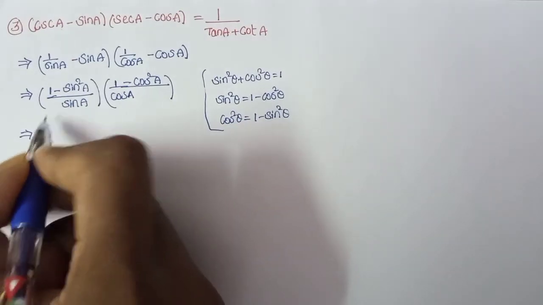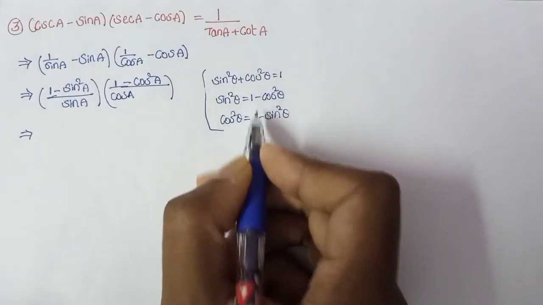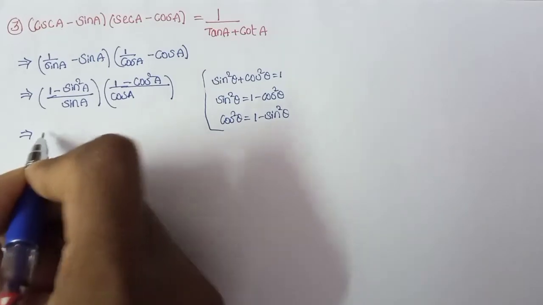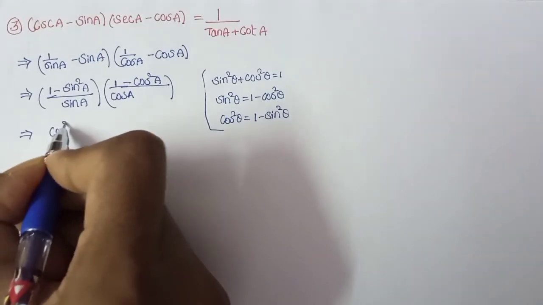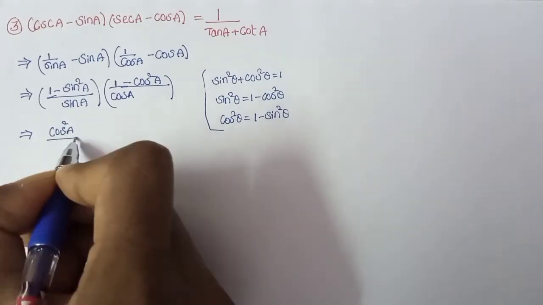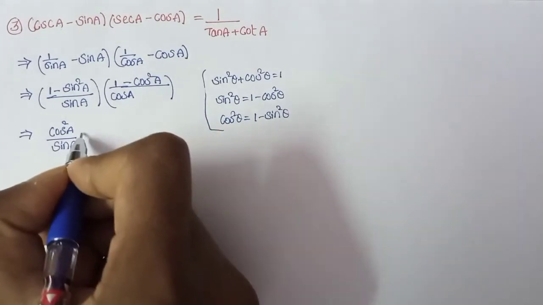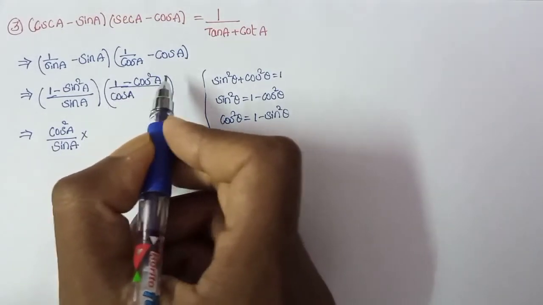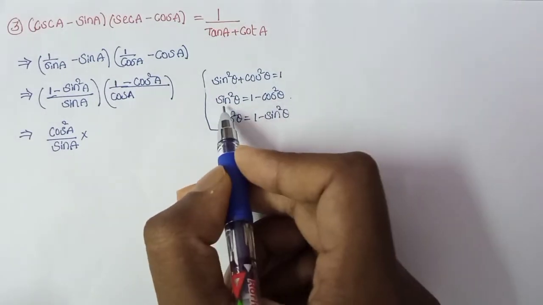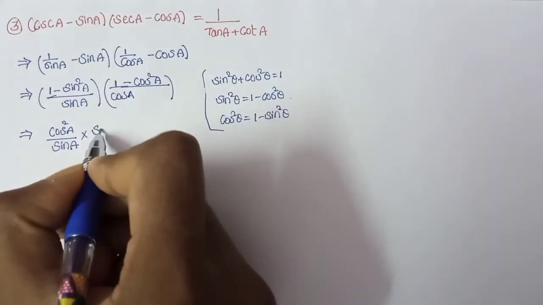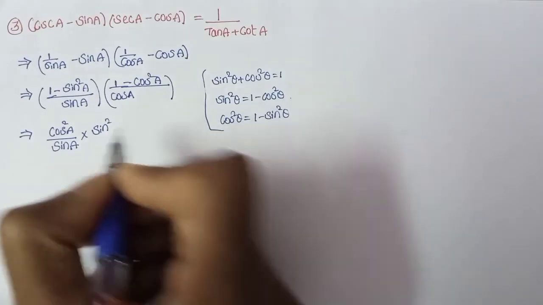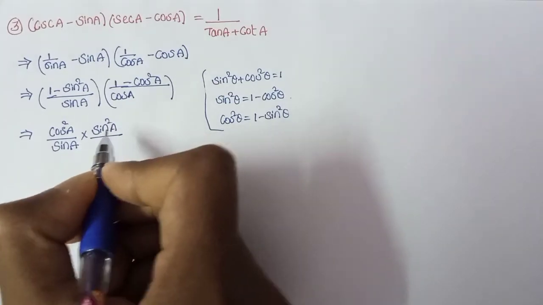So here, what does 1 minus sin square A mean? 1 minus sin square theta is cos square theta. So here I can write cos square A divided by sin A into, here, 1 minus cos square A. So 1 minus cos square theta is what? Sin square theta. So here, sin square A divided by cos A.